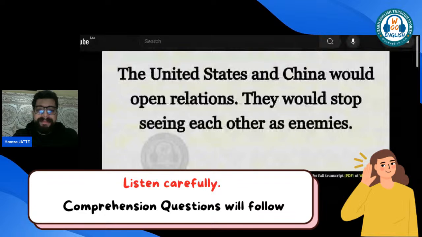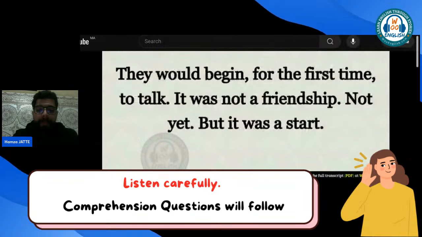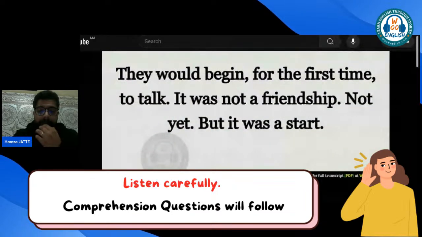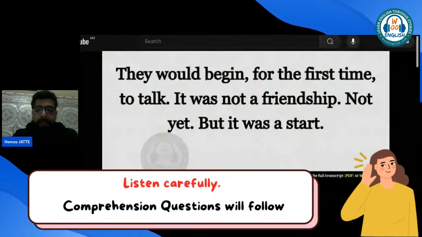The United States and China would open relations. They would stop seeing each other as enemies. They would begin, for the first time, to talk. It was not a friendship. Not yet. But it was a start.